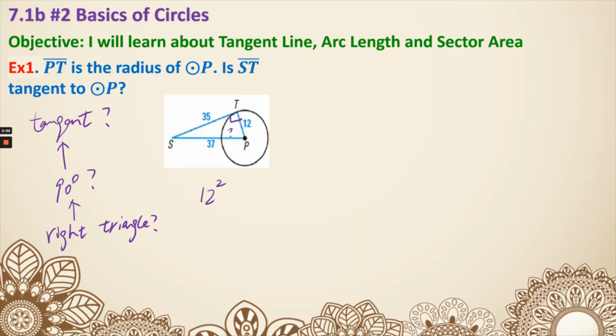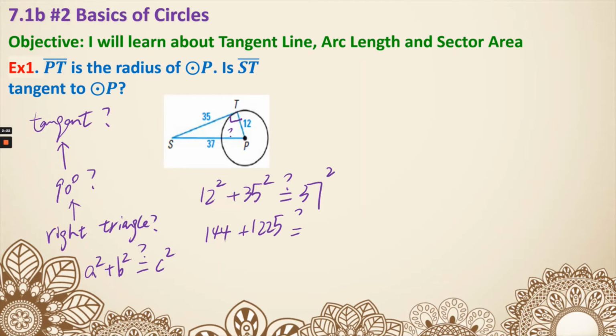So 12 squared, Pythagorean theorem, a squared plus b squared. We're trying to see if it actually is going to give us c squared. So 12 squared plus 35 squared. We're trying to decide if it is actually going to be 37 squared. And if you calculate it, that's going to be 144 plus 1225. We're trying to decide if it's the same as 37 squared, which is going to be 1369. The left side adds up to 1369. And that means it equals 1369. So yes, it is.